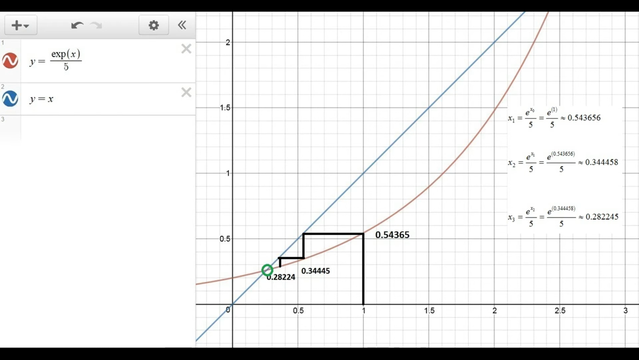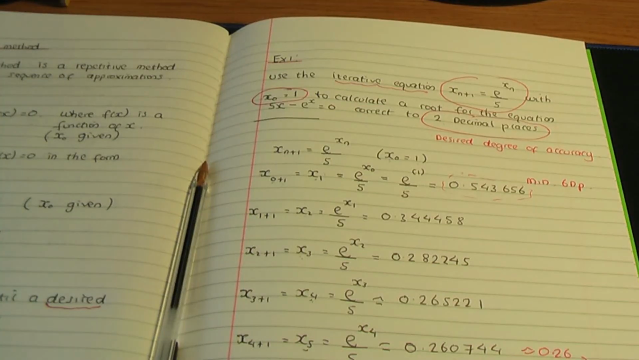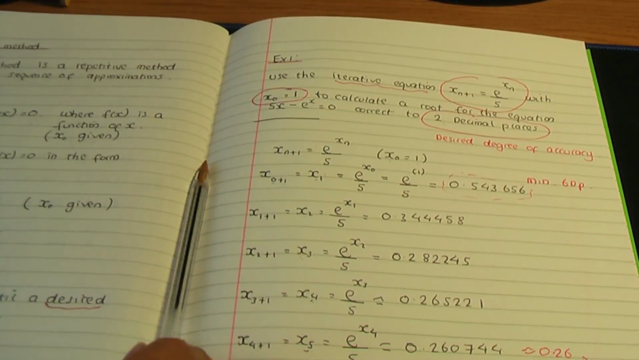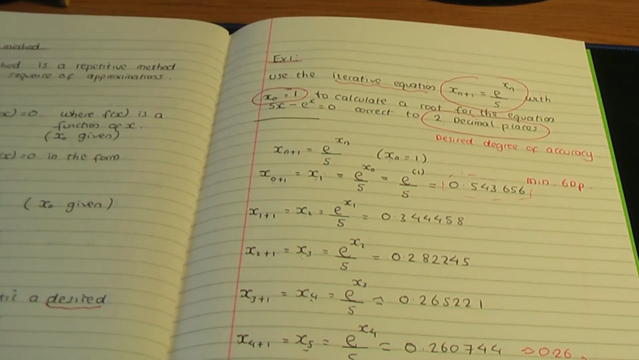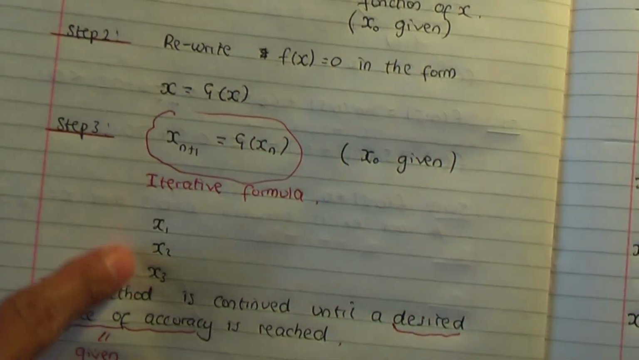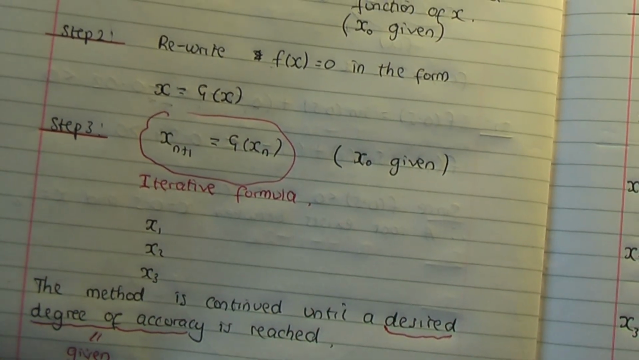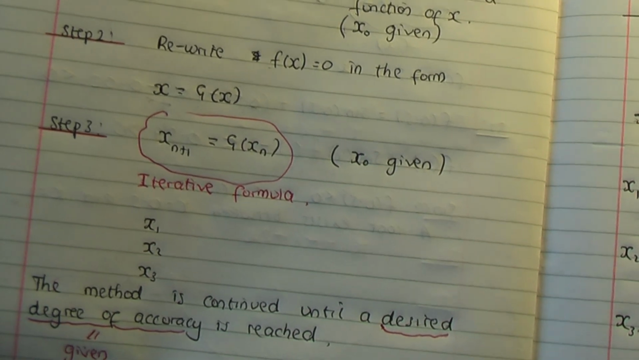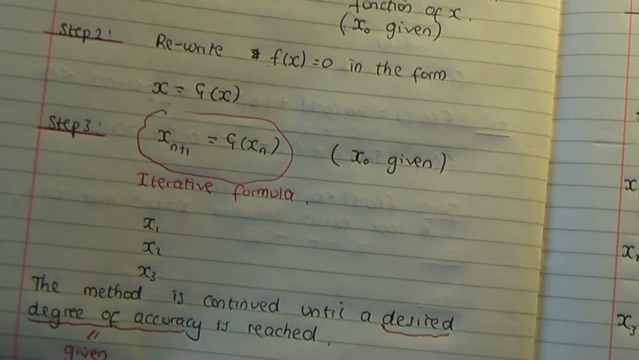So back to the paper and pen. So that ends this example, and that ends the detailed explanation using some screenshots in order to give you an understanding of how the iterative process works. And remember, here is the method in order to create your iterative equation if the formula or the equation is not given to you.